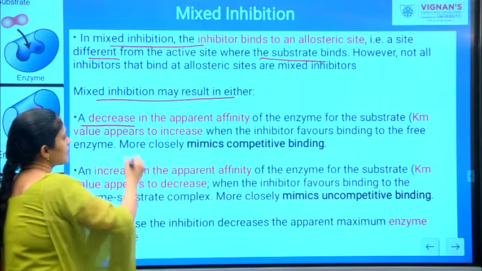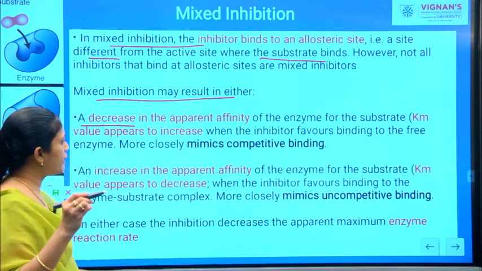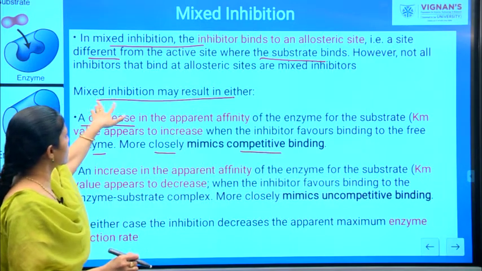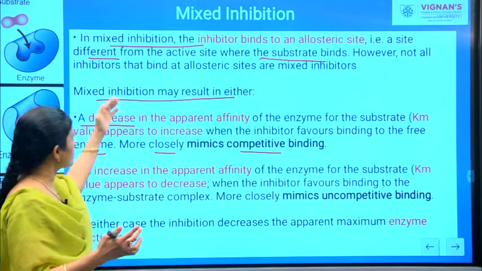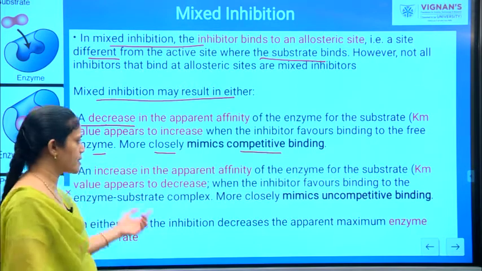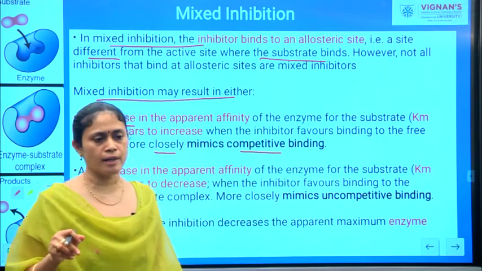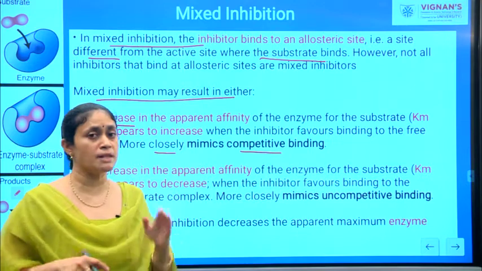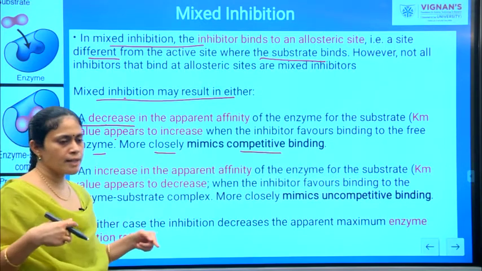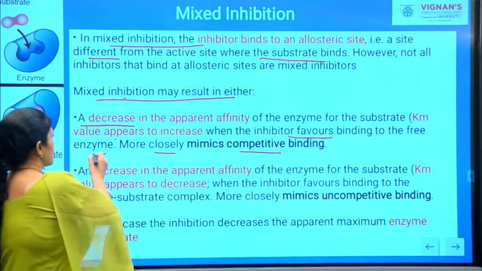Mixed inhibitors may result in a decrease in the apparent affinity of your enzyme for the substrate. That means your Km value appears to increase when your inhibitor favors binding to the free enzyme, more closely mimicking competitive binding. Due to this mixed inhibition process, you can get two sorts of results. The first is a decrease in the apparent affinity between your enzyme and substrate, which leads to an increase in the Km value. I told you while discussing the Michaelis-Menten equation that if your value of Km is more, the affinity between enzyme and substrate will be less. So there is an increased Km value when the inhibitor favors binding to the free enzyme.